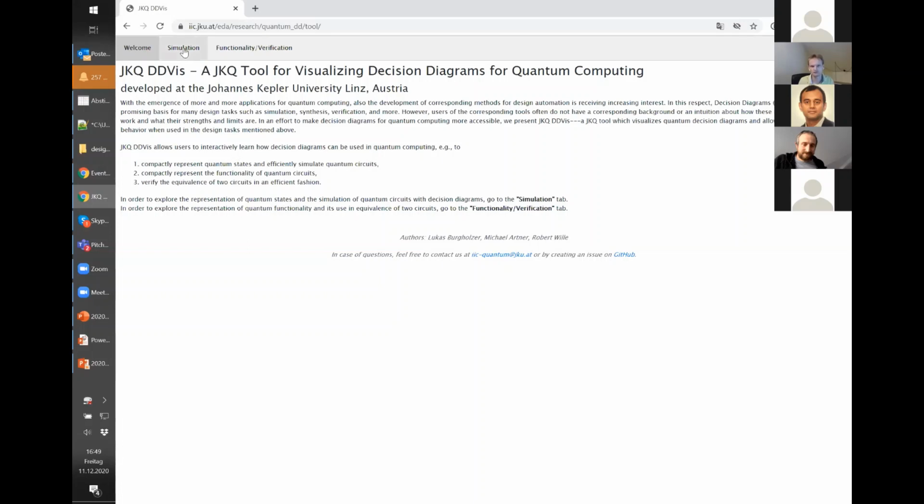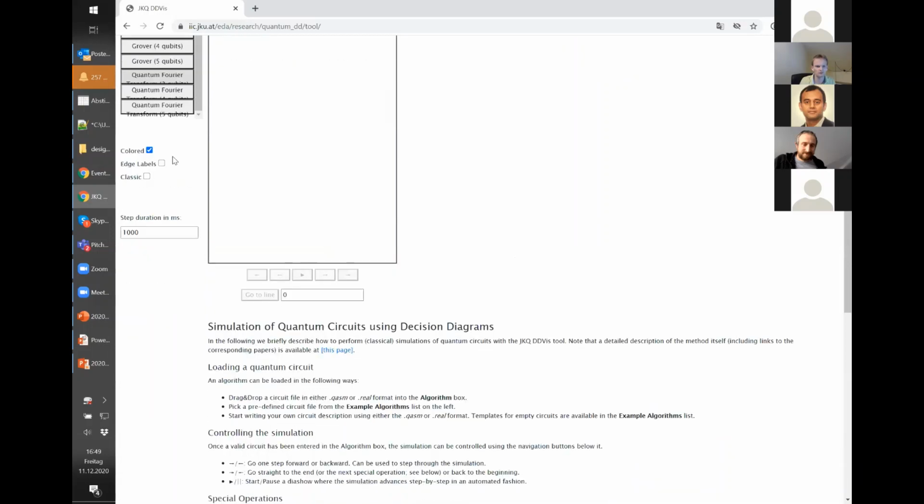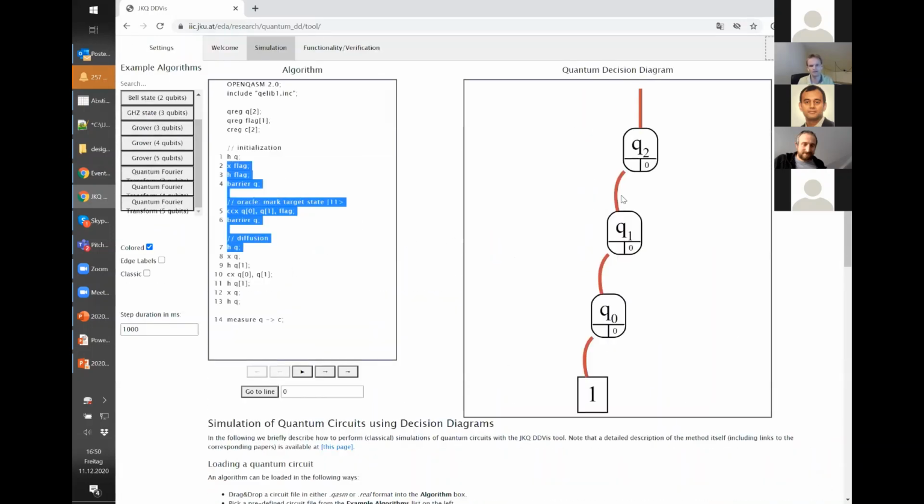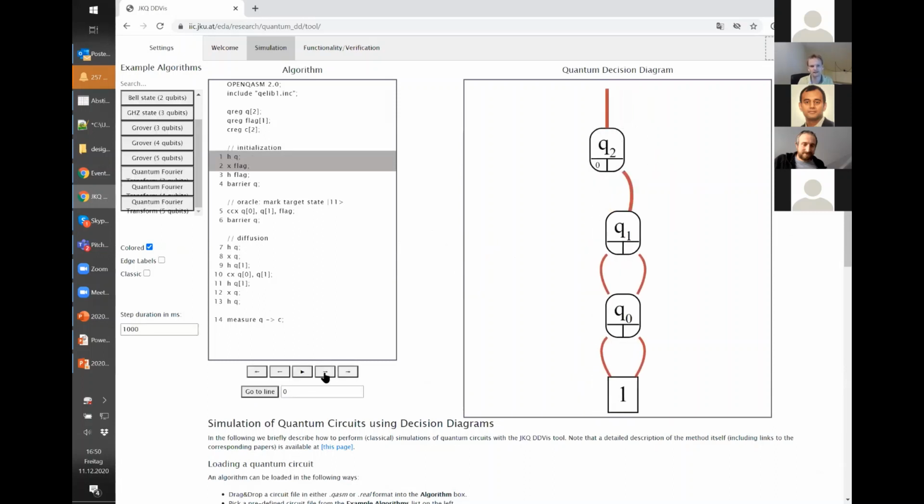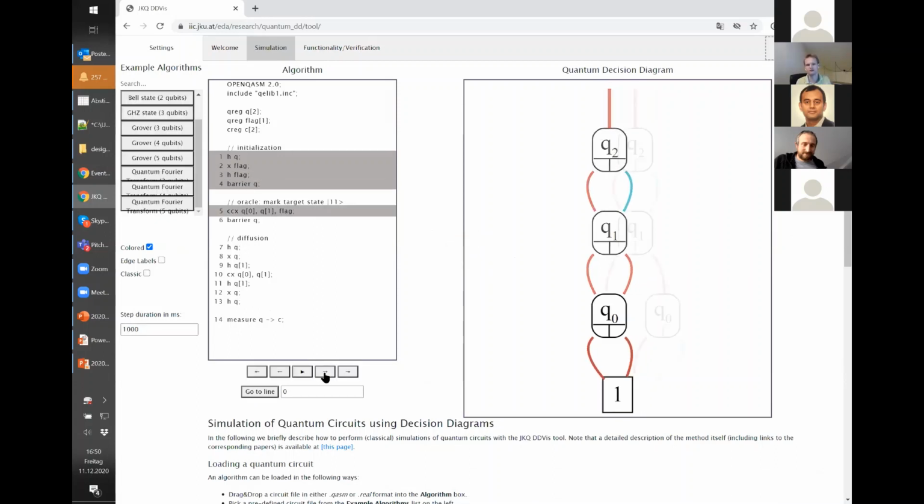In this visualization tool, you can simply load, for example, a quantum algorithm like Grover's algorithm here in QASM, and then on the right-hand side you will see the corresponding decision diagram structure. By clicking on the buttons here, you can apply the H gate, the X gate, and check out how the corresponding decision diagram will look.